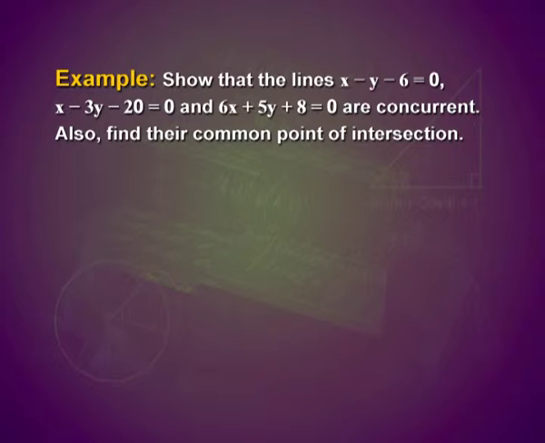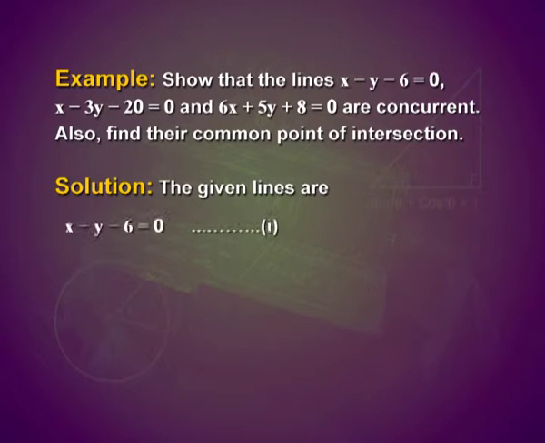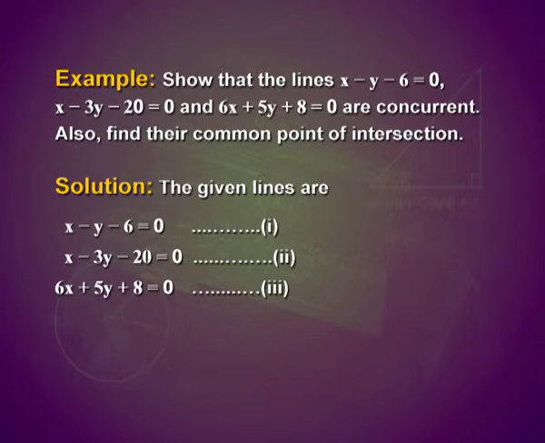Look into the solution. The given lines are x minus y minus 6 is equal to 0, take this as equation number 1. x minus 3y minus 20 is equal to 0 as equation number 2. 6x plus 5y plus 8 is equal to 0 as equation number 3.